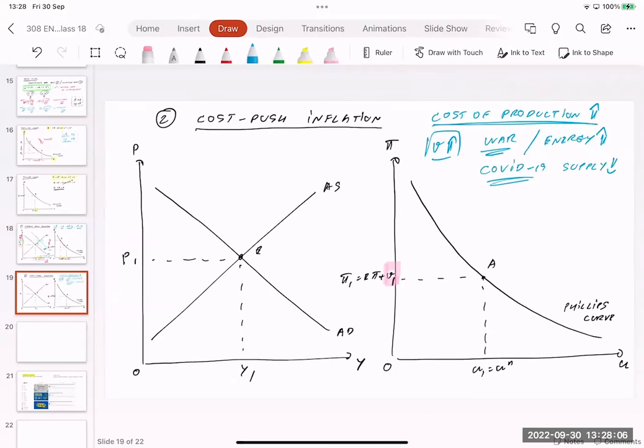When the cost of production increases, the aggregate supply curve will shift to the left, like this. The equilibrium point changes from E1 to E2. As you can see, GDP reduces and the whole economy slows down. At the same time, the price level goes up.